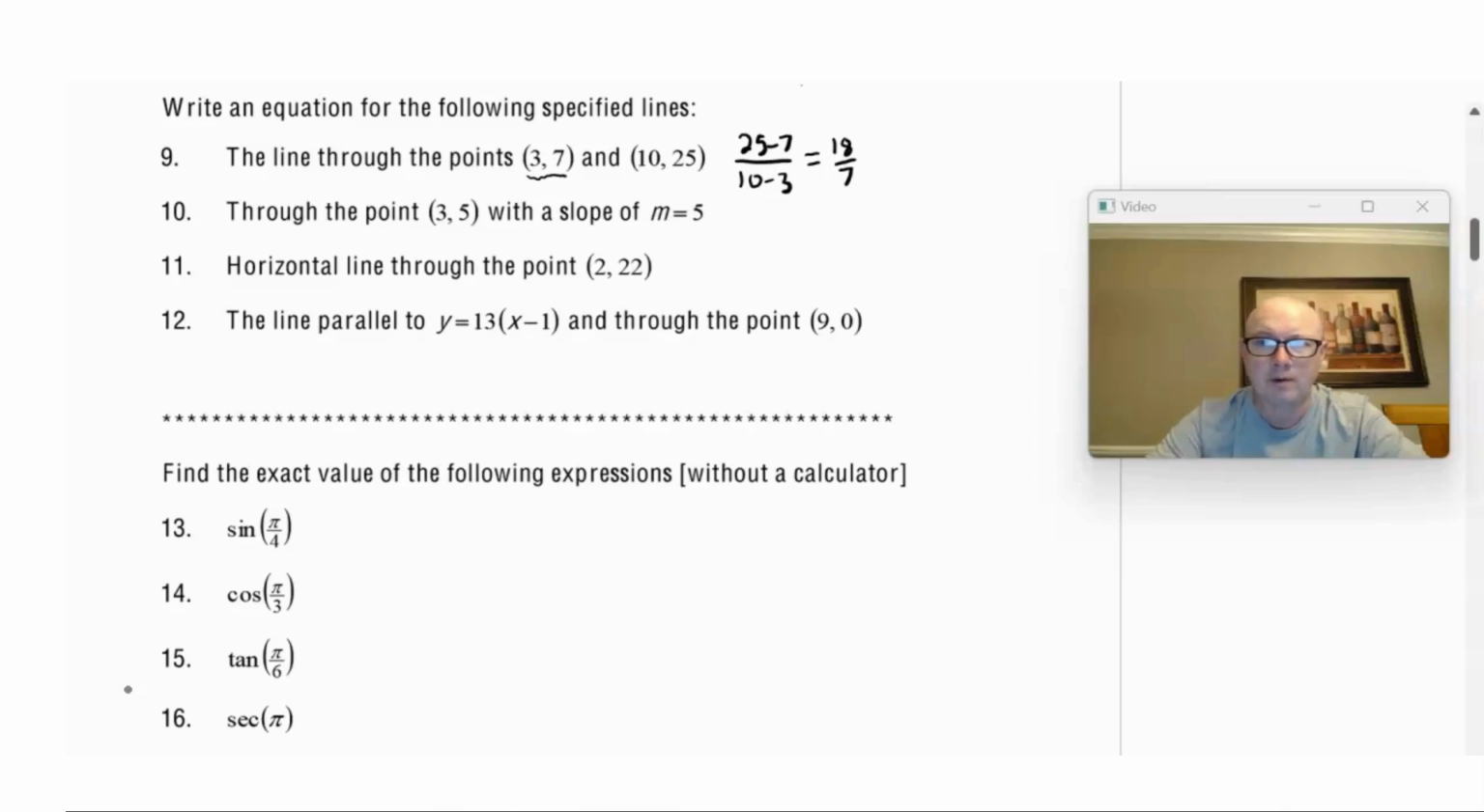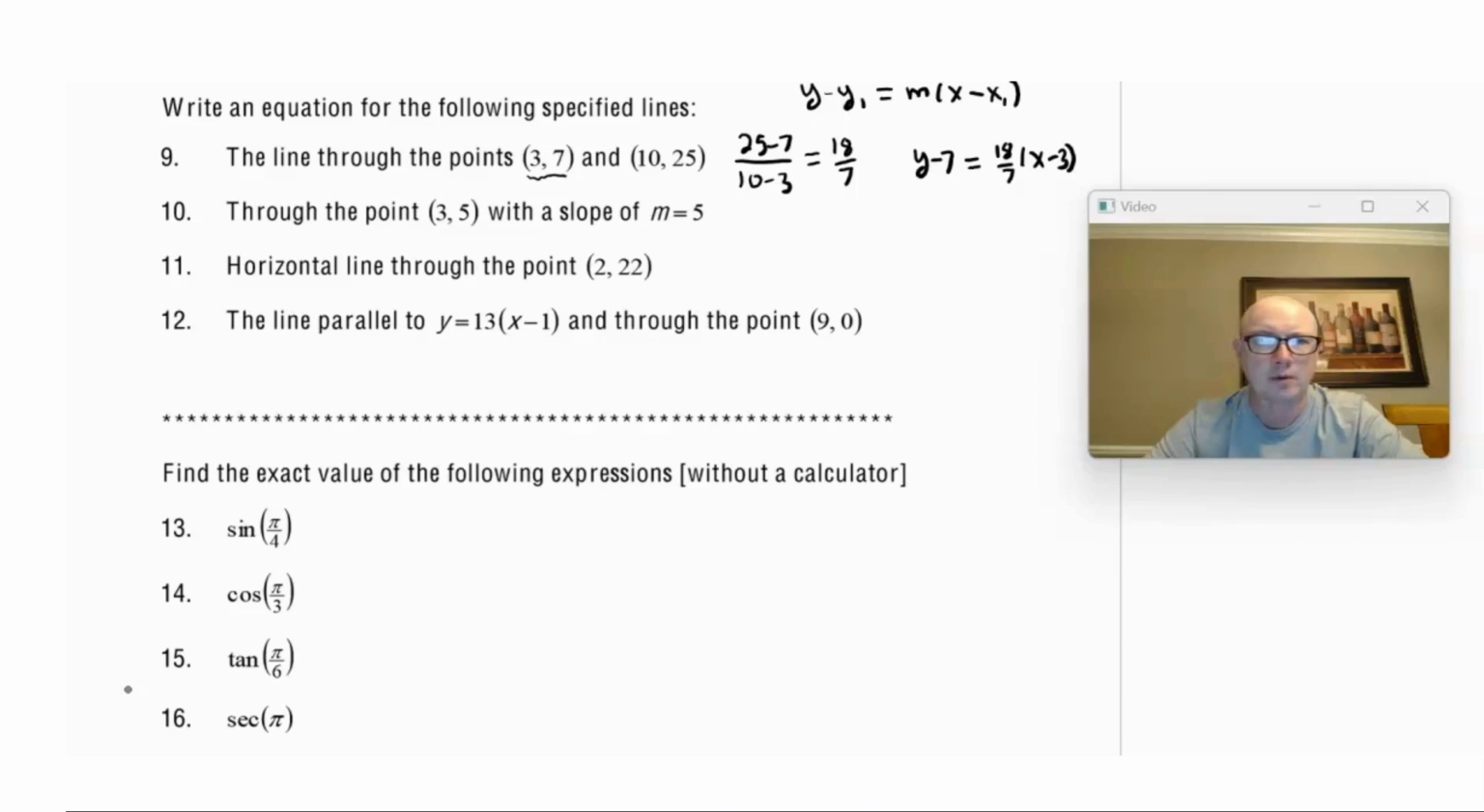Remember, point slope form is y minus y1 equals m, my slope, times x minus x1. I can use either point here, and I'm going to use (3, 7), so I get y minus 7 equals the slope times x minus 3. The benefit of using point slope form is that if you were trying to use, let's say, slope intercept form and you make a mistake with that calculation, you could lose points on the AP test. So it's better just to keep it in point slope form.